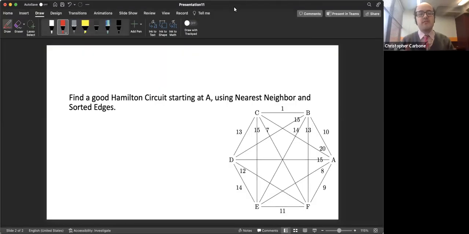Hello, in this video, I would like to go over using the nearest neighbor algorithm and the sorted edges algorithm to concoct a good Hamilton circuit based on the weighted six-vertex connected graph that we have on the screen here. So, as I have on here, we're going to start at this vertex.